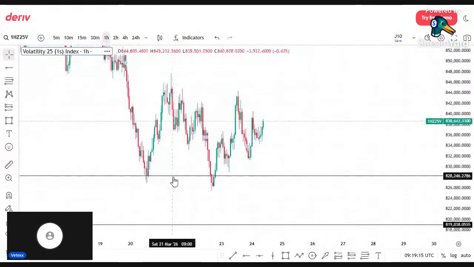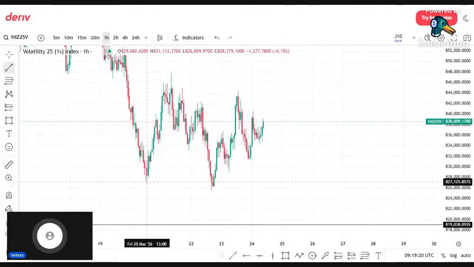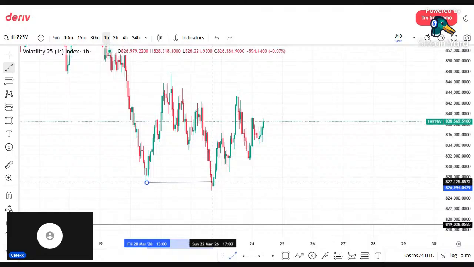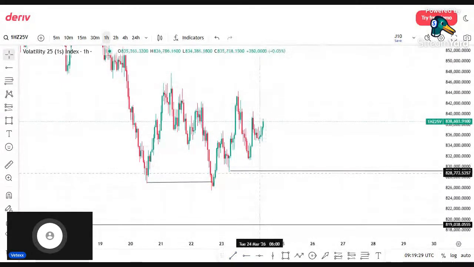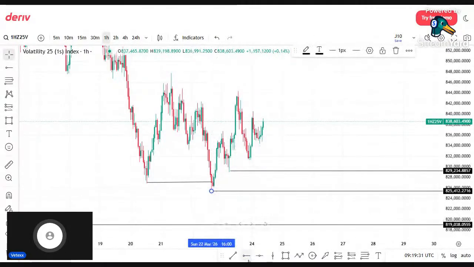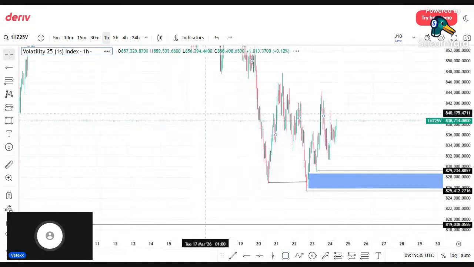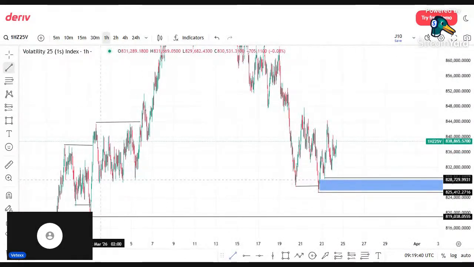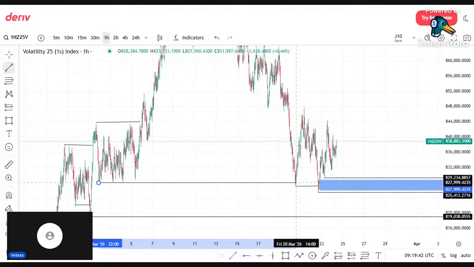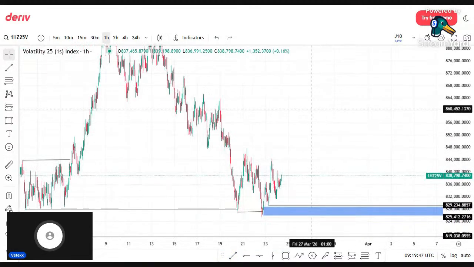Remember, this is the 4-hour point of interest. So we have a sweep of liquidity here, structural liquidity, protected low, and this becomes our point of interest, right? So once price taps into this zone, we'll hold it through.